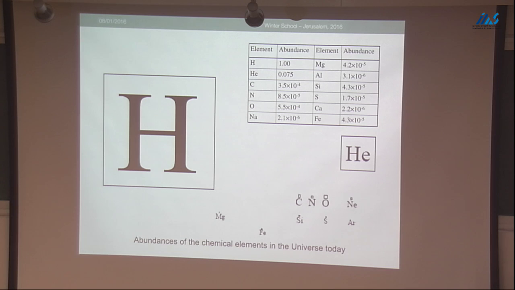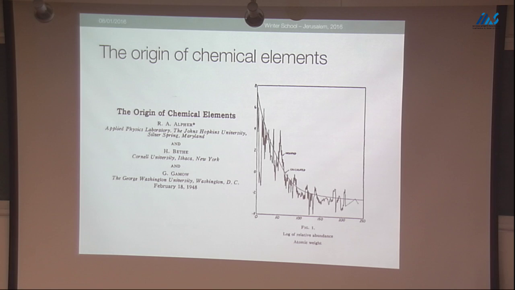The understanding of the origin of the chemical elements and their abundances goes back to some key works. For instance, this particular paper by Alpher, Bethe, and Gamow. The story is actually quite interesting, because Alpher and Gamow were supposed to publish this paper, but they thought that having a paper with authors Alpher, Bethe, and Gamow was intriguing because of the letters, so they invited Bethe to co-sign the paper.